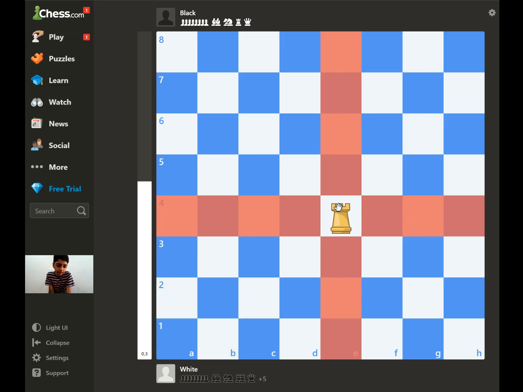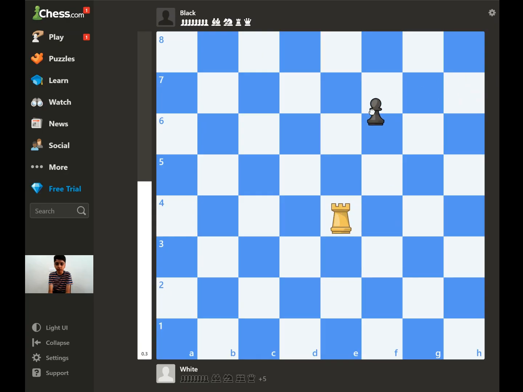Some kids may think, isn't this square also controlled by the rook? No, because that would be crazy. The rook is literally sitting on top of that square. So no, the rook is not controlling that square, but it is on that square. So there are 14 squares controlled by the rook here.